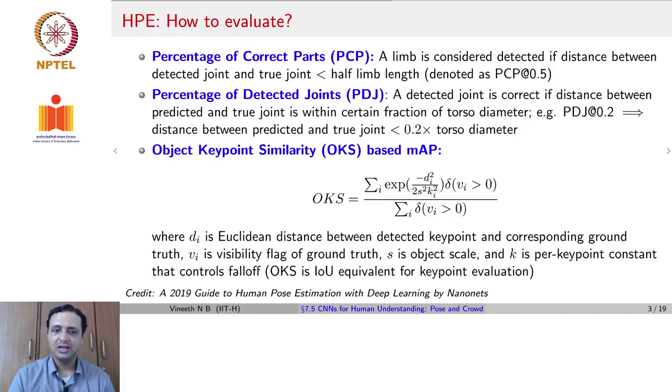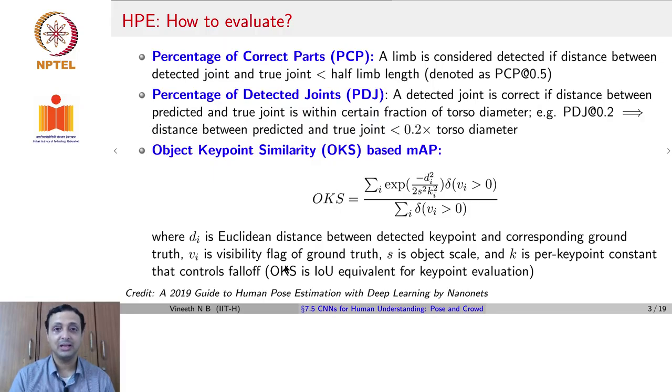There has also been a different metric known as object keypoint similarity based mAP, which you can say is an equivalent of IOU for human pose estimation, which is given by summation over i of exponent of minus di squared by 2 s squared ki squared, times an impulse function to check whether vi is greater than 0 or not. Let's try to explain each of these quantities. The denominator is going to be over all possible i's. Di here is the Euclidean distance between a detected keypoint and the corresponding ground truth, which is the actual presence of the joint. So that's the di that you see in the numerator here.